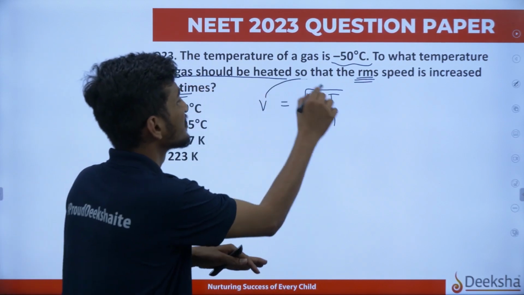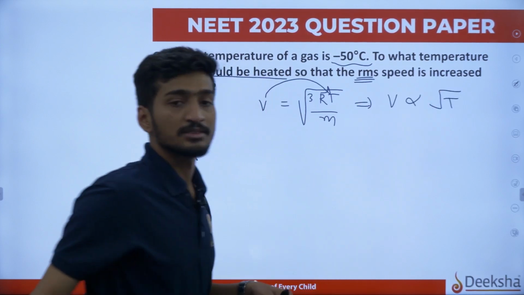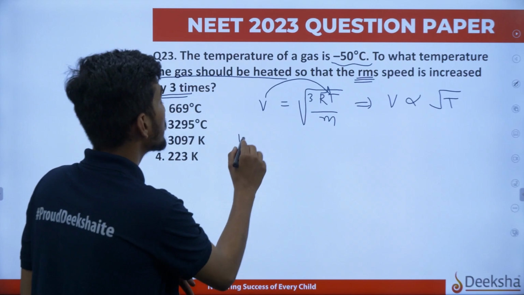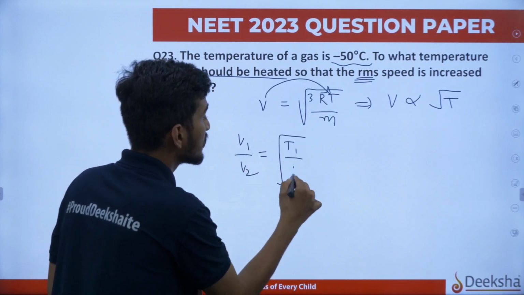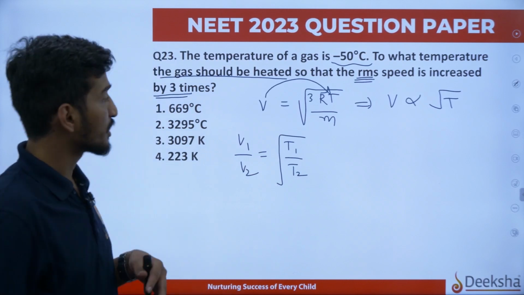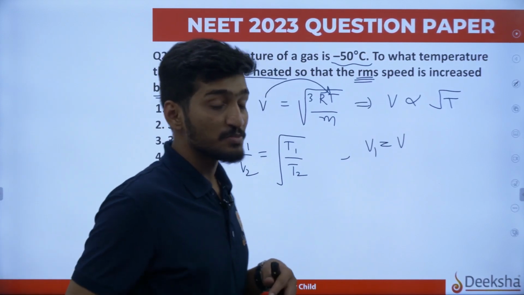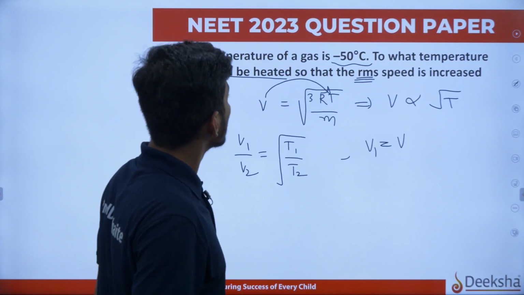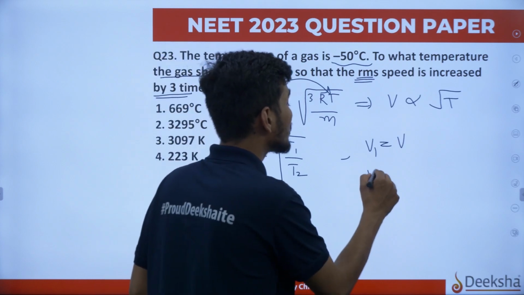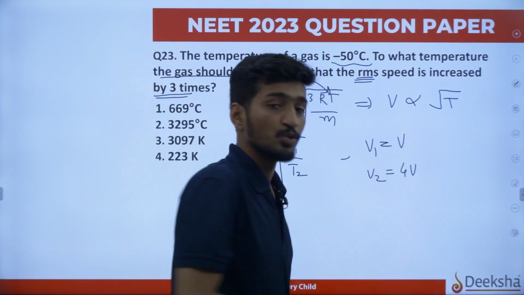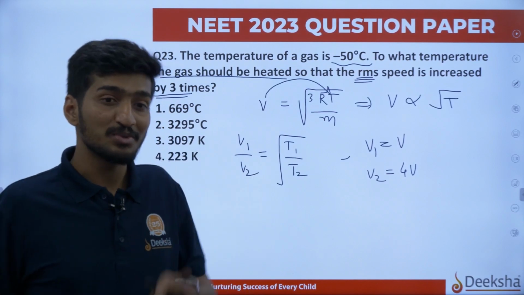So what's the relation here? The relation is that of square root. So if I were to talk about V1 by V2, in terms of temperature that should be root of T1 by T2. Now in this context, initially the RMS speed was V. Finally, it increased by 3 times. Basically, what do you mean by that? It became 4V. The increase is 3 times, so the final value will be 4V.